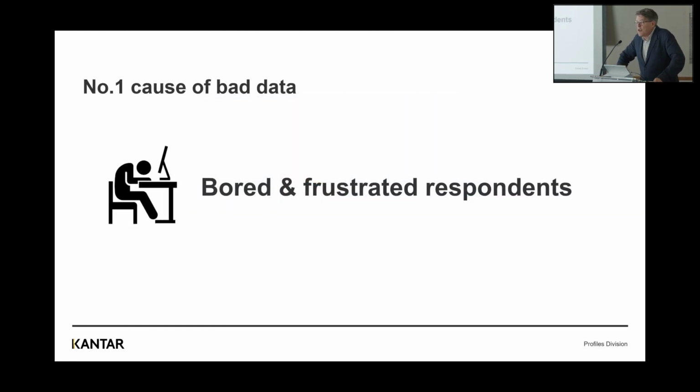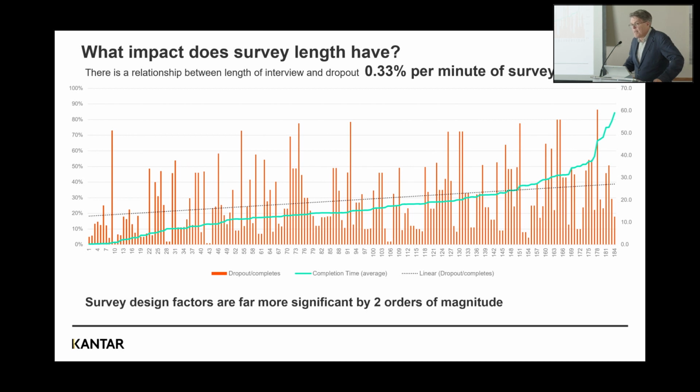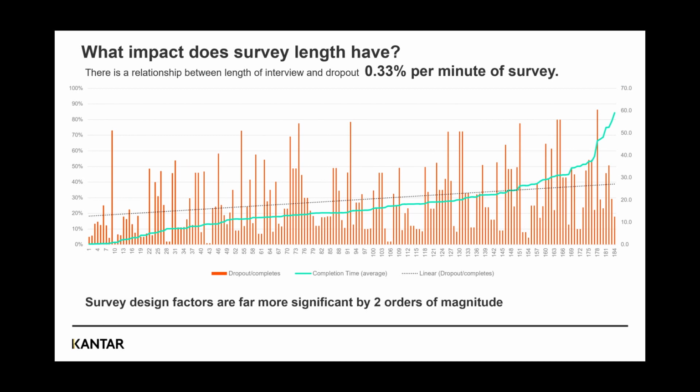But in my mind, the absolute number one cause of bad data is basically bored and frustrated respondents. There's lots of factors going on. Survey length is clearly an issue. There is 0.33 dropout per minute per survey on average, analysed en masse. So the longer the survey, the more you're going to frustrate the respondents and the more people are going to drop out. But this is a chart where the red line is actual dropout versus the length, and you can see it bounces around. Survey design factors are an order of magnitude more important, 2 orders of magnitude more significant, i.e. you can have a really short 10-minute survey that a whole lot of people drop out of because you've asked 5 max diff questions. Sorry, forgive me.